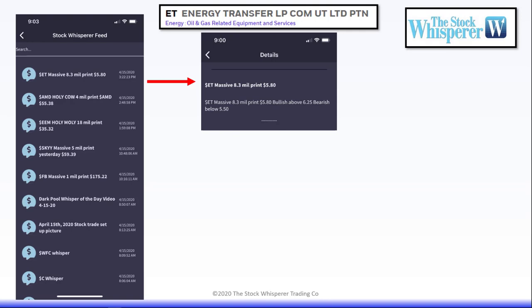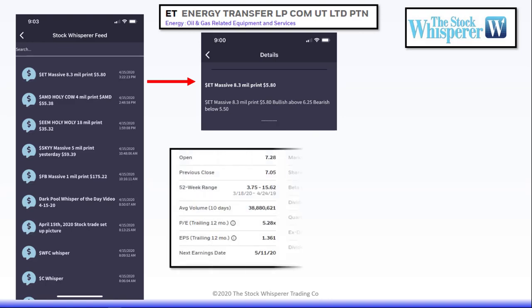And if you clicked on the details, okay, bullish above 625, bearish below 550. Now, when it comes to swing trading, I do like to know a little bit about the company. Now, this is an oil and gas related equipment and services.